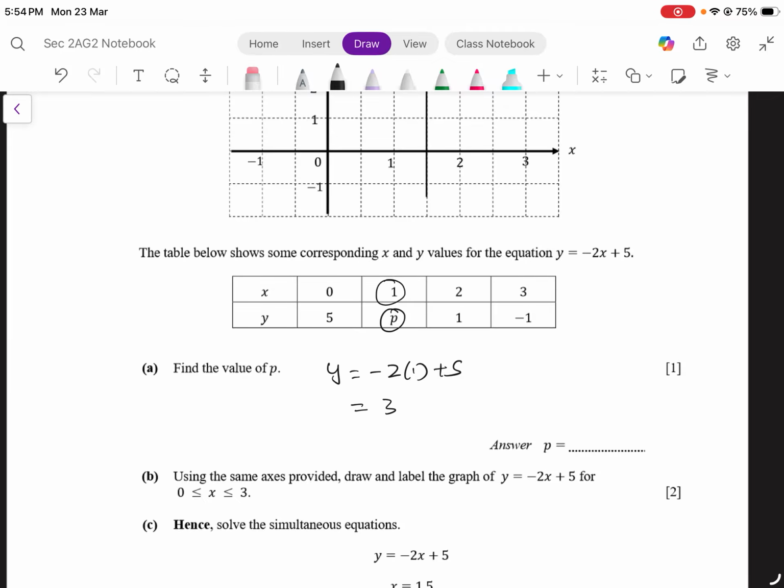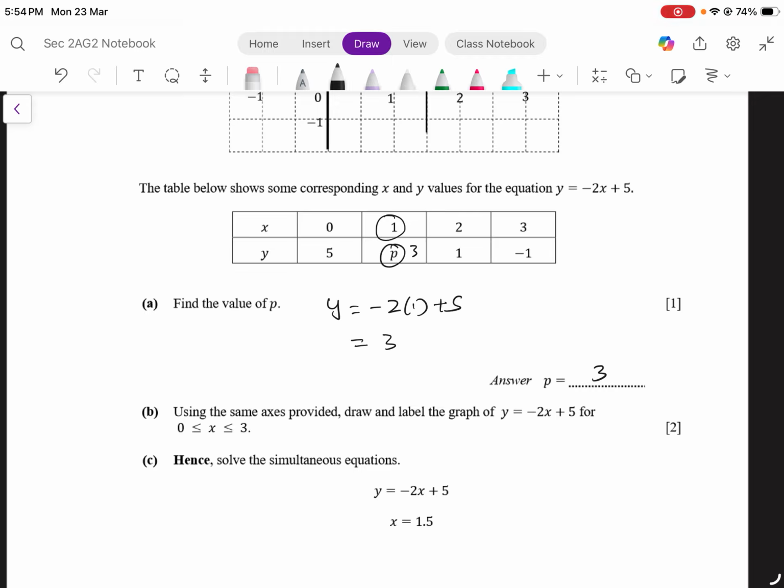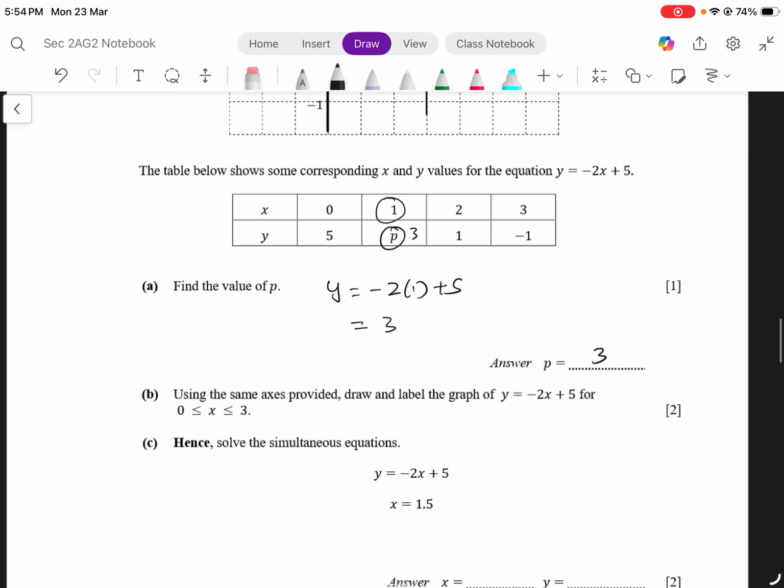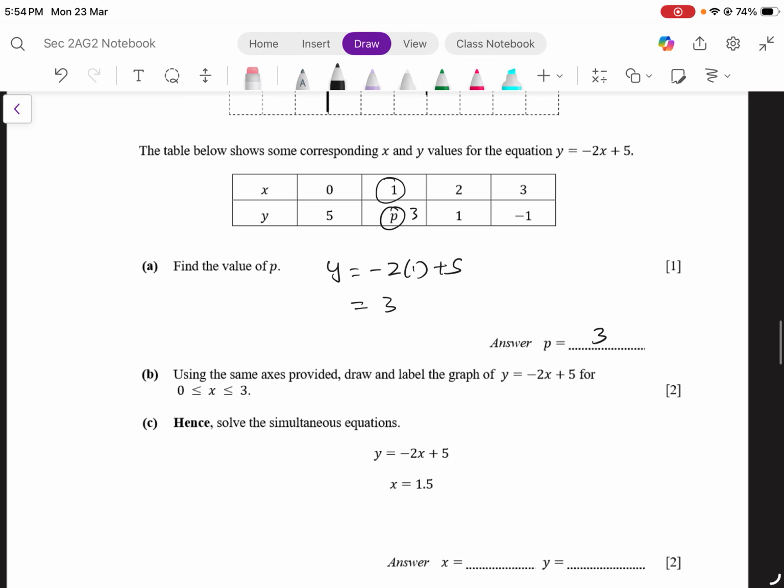From here, they ask you, using the same exercise provided, to draw and label the graph of y equals minus 2x plus 5 for 0 less than or equal to x less than or equal to 3. Hence solve the simultaneous equation. So how does this work? We need to plot the two graphs. Don't forget your y equals minus 2x plus 5. Let's plot this one first.